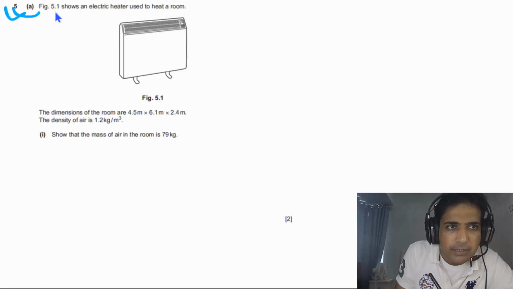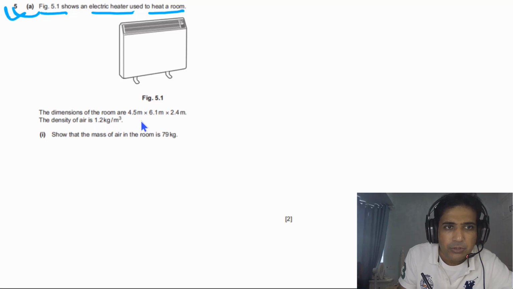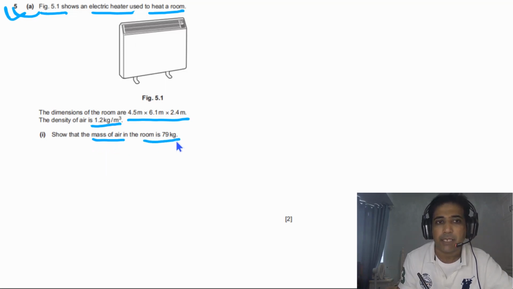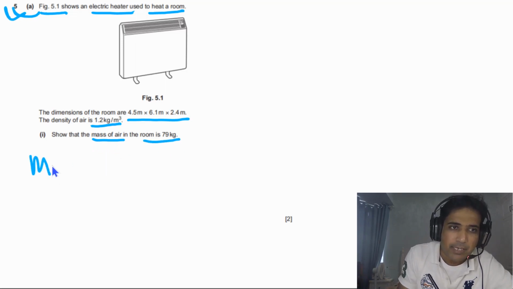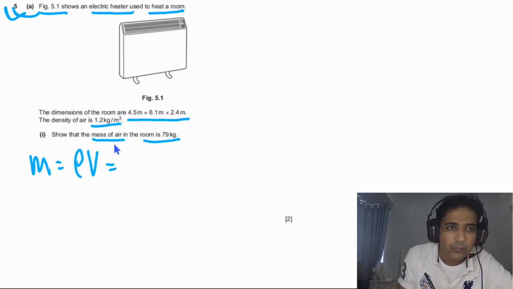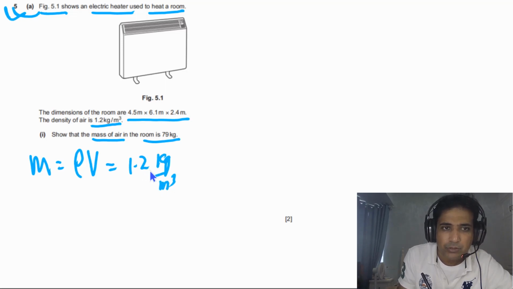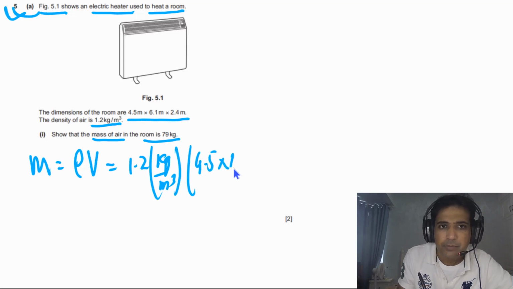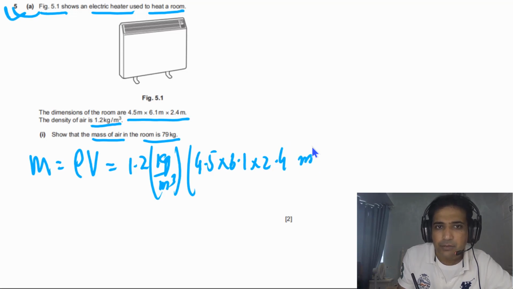Question 5 part A says figure 5.1 shows an electric heater used to heat a room. The dimensions of the room are given to us and the density of air is also given. We need to show that the mass of air in the room is 79 kgs. So we need to calculate mass, and mass is equal to density times the volume. The density of air is given, that is equal to 1.2 kgs per cubic meter, and also we have the volume, that is 4.5 times 6.1 times 2.4, and this is in cubic meters.